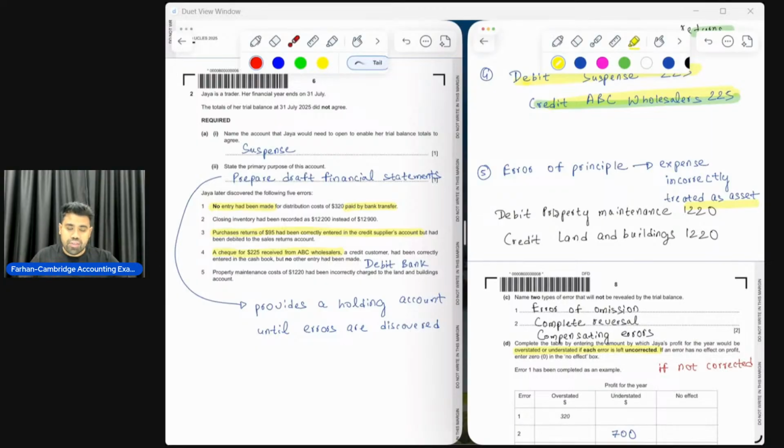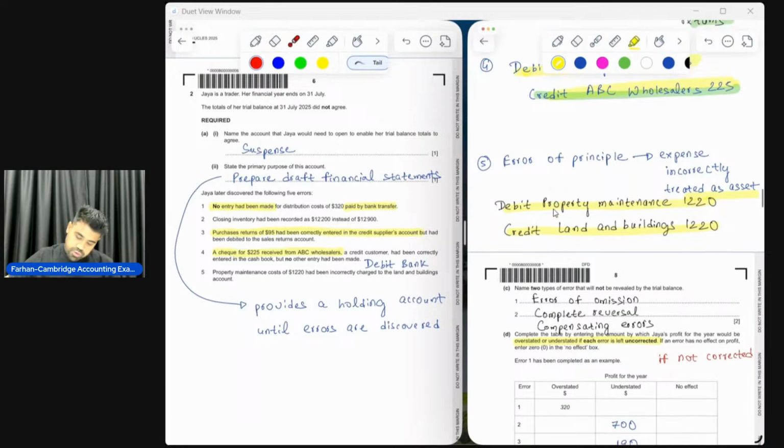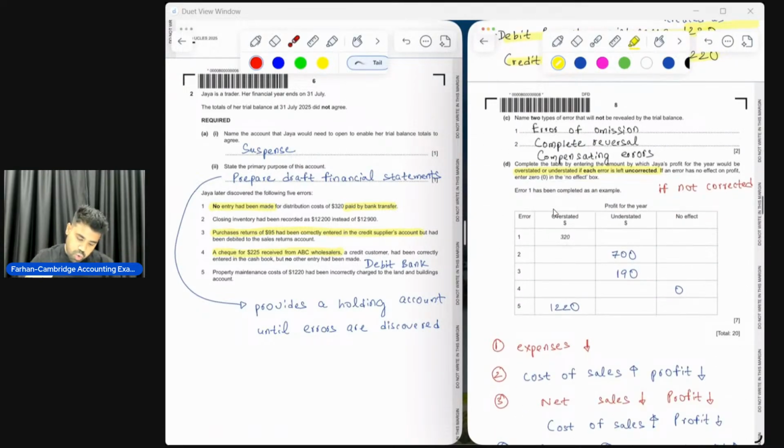So when we reduce assets, we credit the land and buildings $1,220, which is the asset at cost account in itself, and simultaneously we debit the expense incurred account of property maintenance, which is $1,220. And as we have discussed many times before in previous lessons, all expenses are to be debited when they increase and by default as well. Okay, now let's see what's the next question.